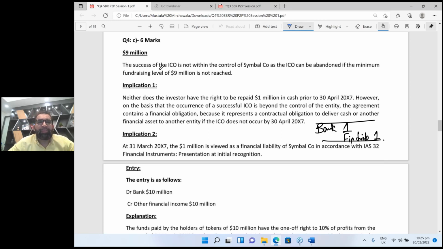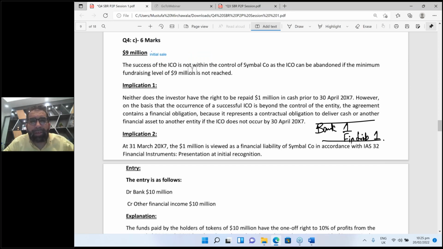The first thing: the success of the ICO is not within the control of Symbol, as the ICO can be abandoned if the minimum fundraising level of 9 million is not reached. Remember, this is about the initial sale.